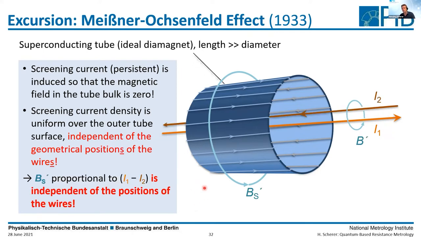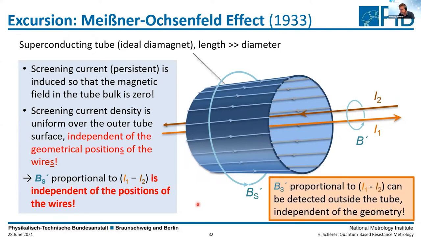And now you can go further and put, for instance, two wires into the tube and drive two counter opposite currents through these two wires. And then you will of course achieve that the magnetic field outside of the tube, which is proportional to the difference of these two currents, is independent of the positions of the wires. And that means you can detect this magnetic field outside the tube, we have a means to determine when these two currents in the wires in the tube are annihilating or canceling out each other. And this is all, as I said, independent of the geometry or of the position of the wires. This is the main thing to understand.